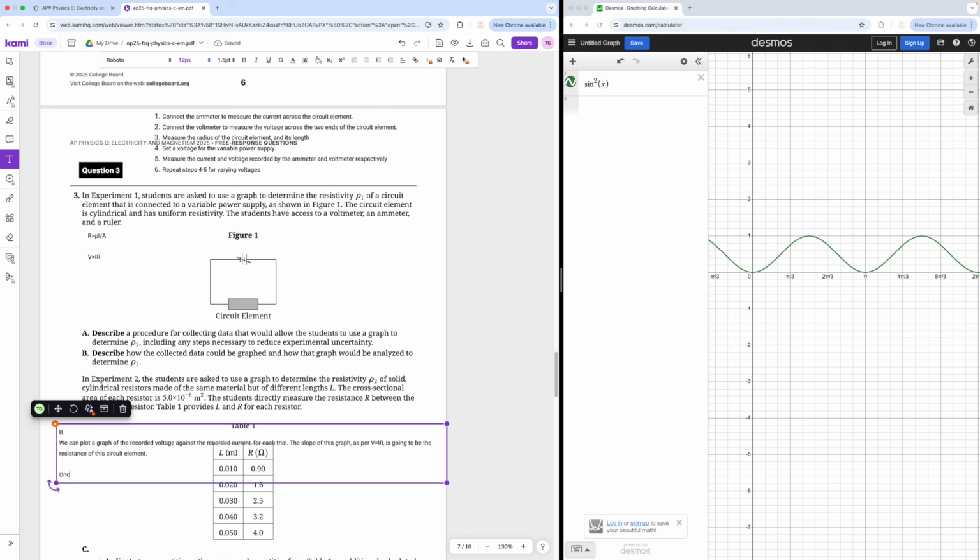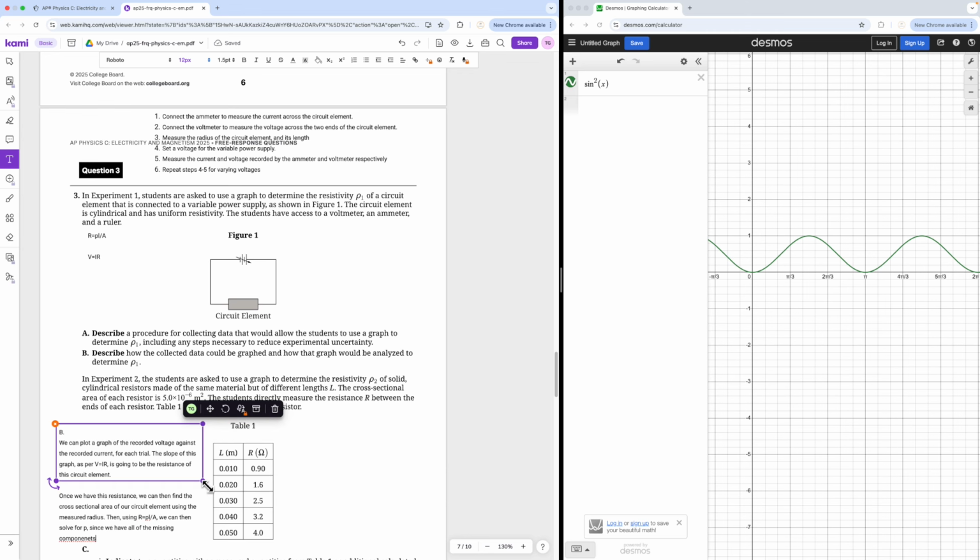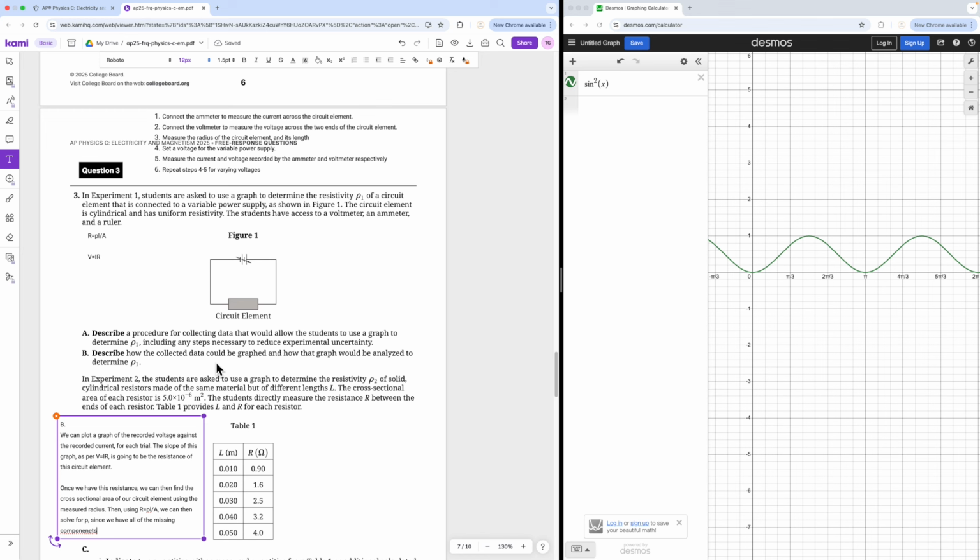So once we have this resistance, we can then find the cross-sectional area of our circuit element using the measured radius. Then, using R equals rho L over A, we can solve for the resistivity, since we have all of the missing components. And there we go, that's how you can analyze the graph. We're collecting the data, we're graphing V equals IR, and the slope is going to be R. Then we use that resistance to determine the resistivity. So that's A and B done.